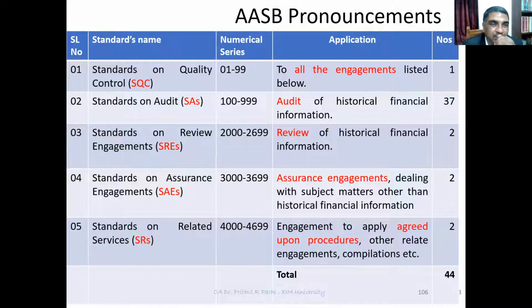If you see standards and quality control, there is one standard. Standards on Audit, 37 standards have been issued so far. Standards on Review Engagements, there are 2 standards. Standards on Assurance Engagements, there are 2 standards. Standards on Related Services, there are 2 standards. Totally, how many standards are issued in India relating to auditing and assurance services? Total, how many standards? 44. 44.